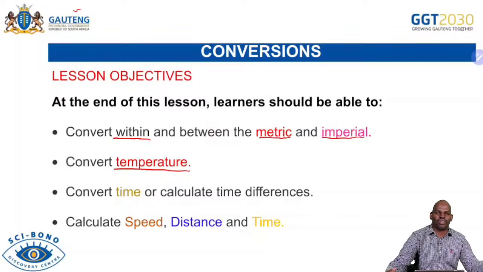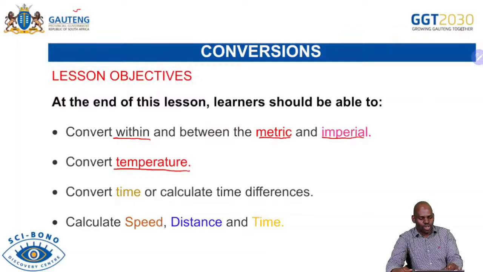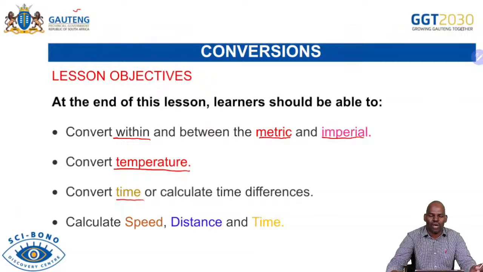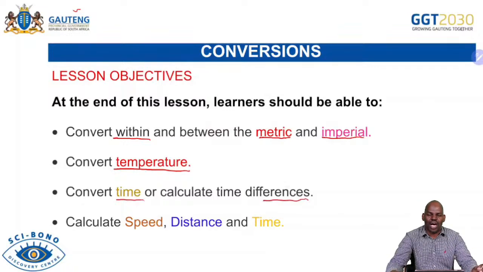Or maybe someone from overseas would like to visit our country, and when that person checks the temperatures, he can only see degrees Celsius. Therefore, he might not be able to tell whether it's cold or hot, so that person will have to convert it to degrees Fahrenheit. The next one is that we must be able to convert time, and also calculate time differences. What do we mean by converting time? You must be able to convert from minutes to hours, hours to minutes, seconds to minutes, or seconds to hours, and so on.